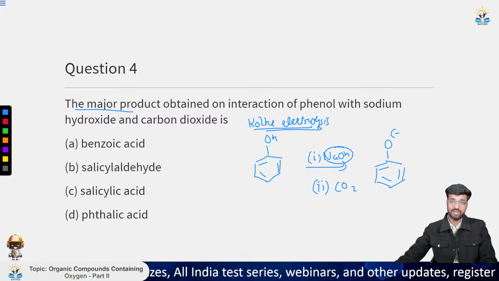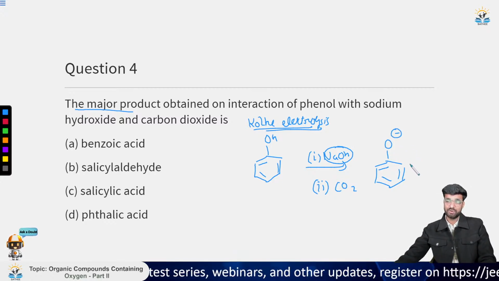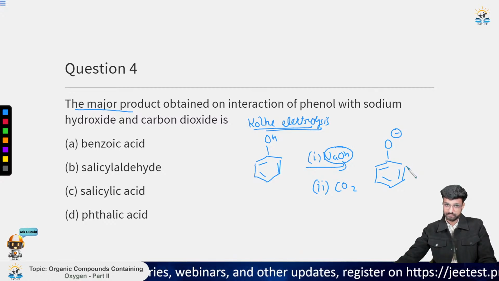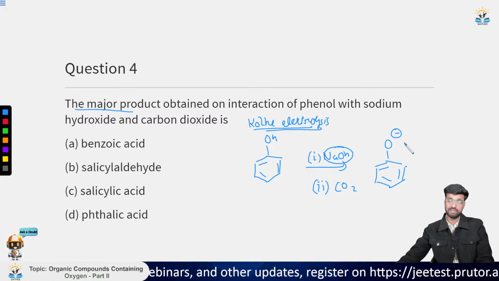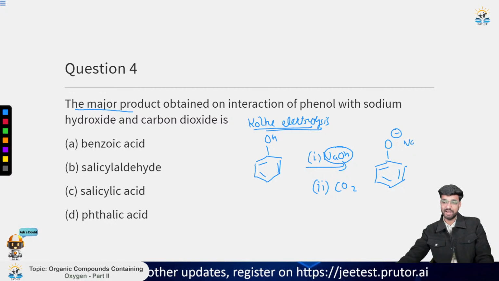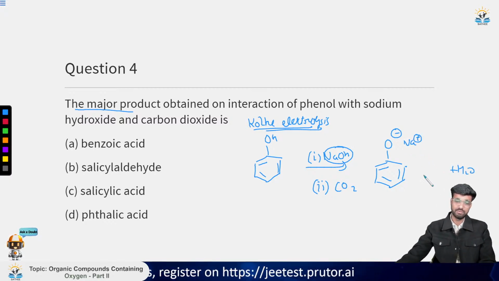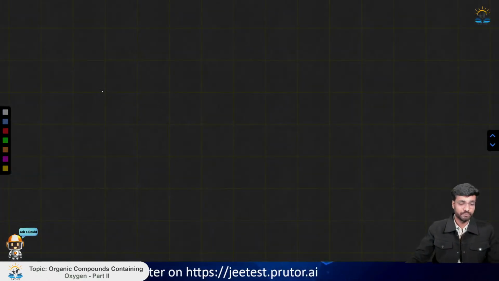It will act as a base and form kind of this reaction. Okay, so it will take this proton from here. Now in the second step, since we have an O minus here and an Na plus, NaOH will react and give us H2O. So let me do it on a board.